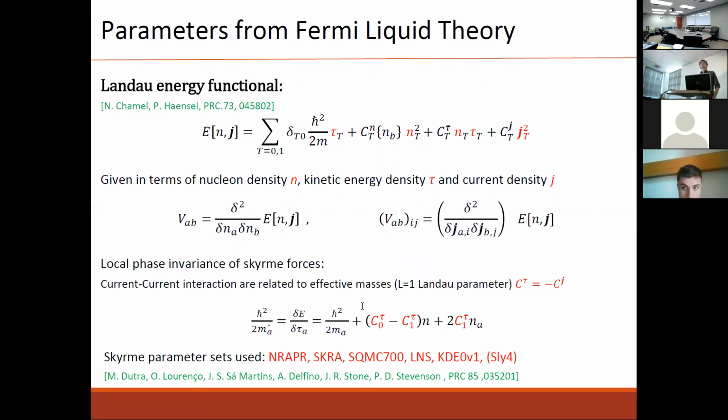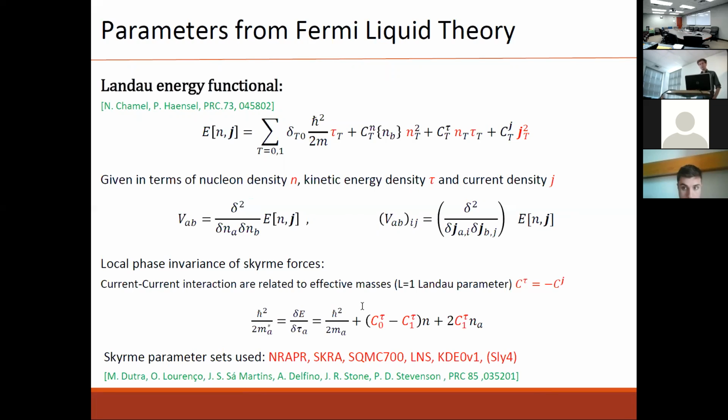So there's this energy functional. It depends on these coefficients, Cn, C tau, and Cj, and it can be related in some way to a Skyrme energy functional. I don't want to get into the details of this, as it is very well worked out, and it's all in this paper by Jamel and Hansel. Now I can use this energy functional to extract my nuclear potentials for the spatial part and also for the density piece. I also extract my effective masses basically by doing functional derivatives of this energy functional.